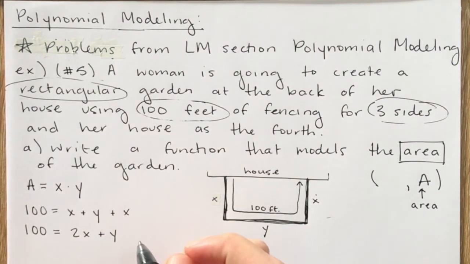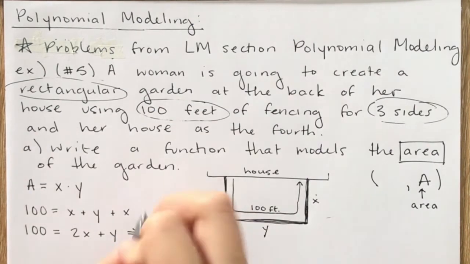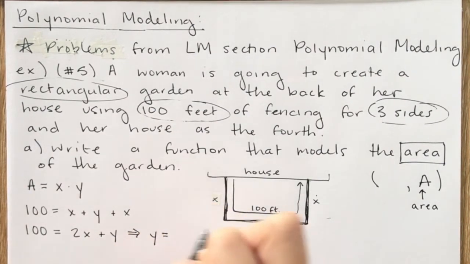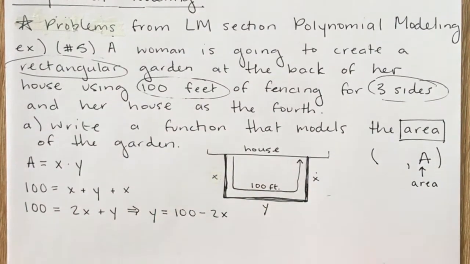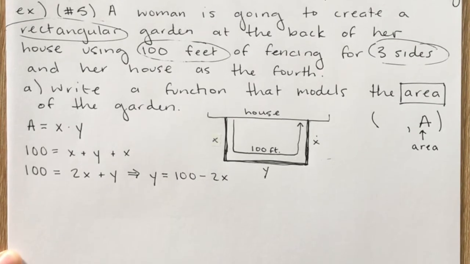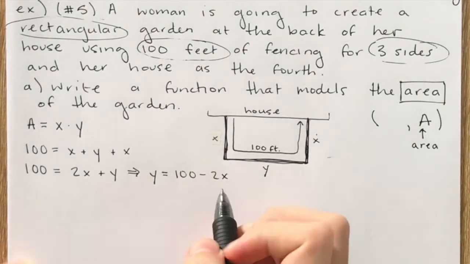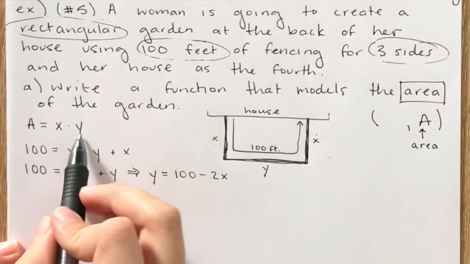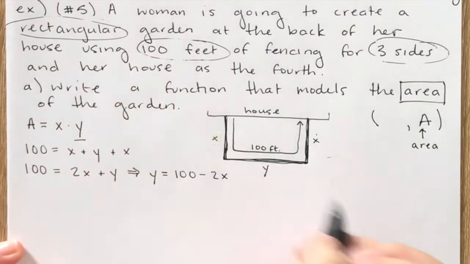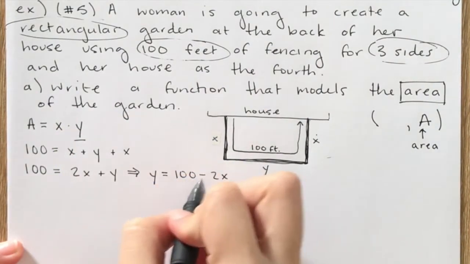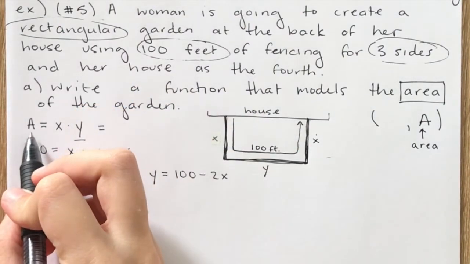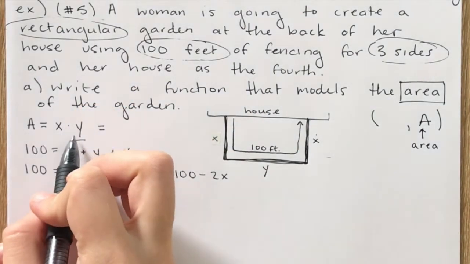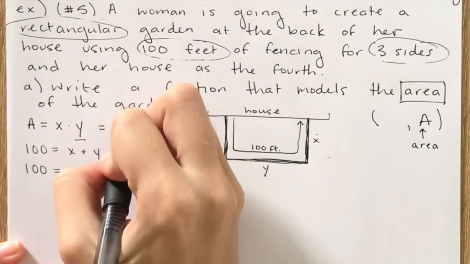What do we need to do to solve for y? We just subtract 2x to the other side, right? So y is 100 minus 2x. Now, if y is equal to 100 minus 2x, then that means that we can replace y here with 100 minus 2x. So we have area equals x times 100 minus 2x.